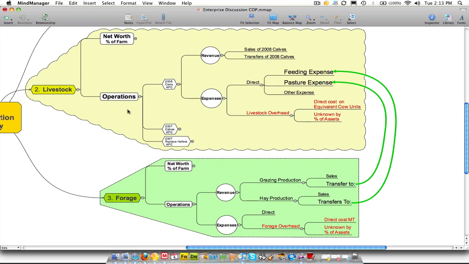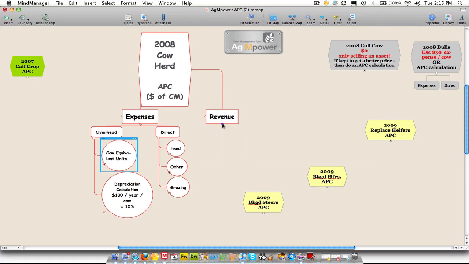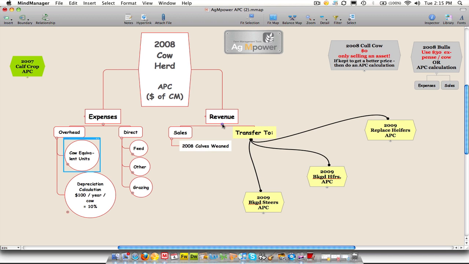The livestock operations can have many animal profit centers going on at the same time. Let's take a look at the number of animal profit centers we can have going on in a livestock operation. The 2008 cow herd revenue would come from sales and from transfers. Now, if you have a 600-pound calf at the end of the year that you did not have at the beginning of the year, that is of value and should be credited as revenue.